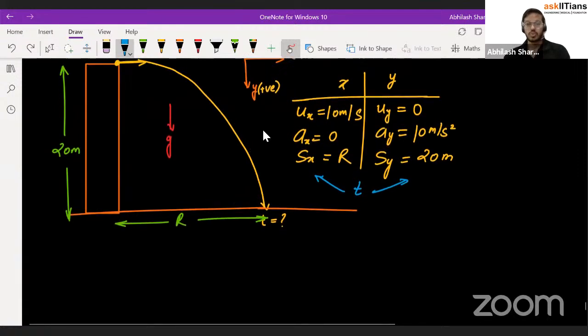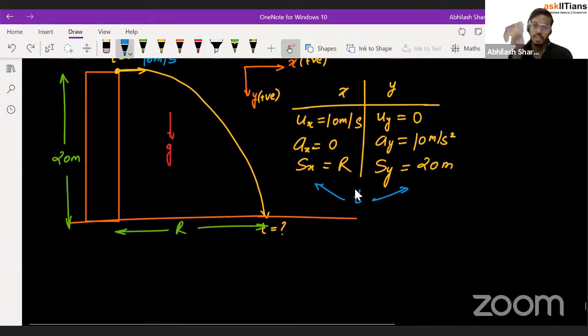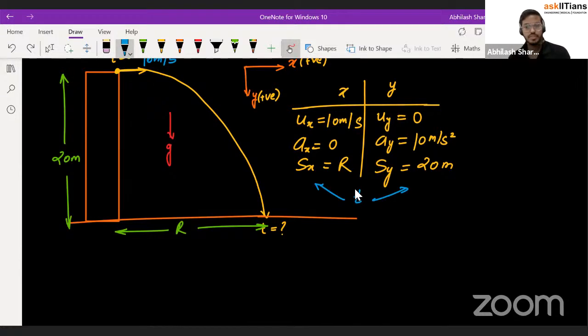Okay, so we have listed down everything, and now time will connect both the sections, you will realize. So let's see how it will connect. I can see the Y part is uniformly accelerated motion, so I can apply equations of motion. If you guys remember that, s equals ut plus half at squared. Let me apply that on the Y part. Sy is uy t plus half ay t squared.